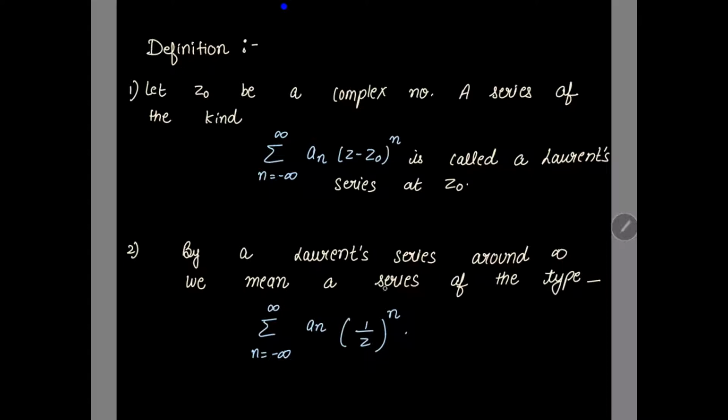And by a Laurent series around infinity, we mean a series of the type infinite summation n going from minus infinity to infinity a_n (1 over z) to the power n. So this is a Laurent series around infinity, right?